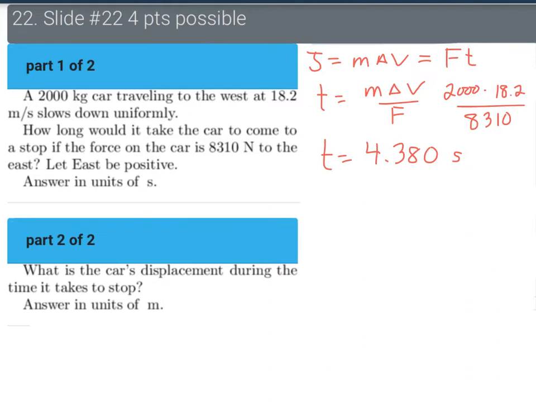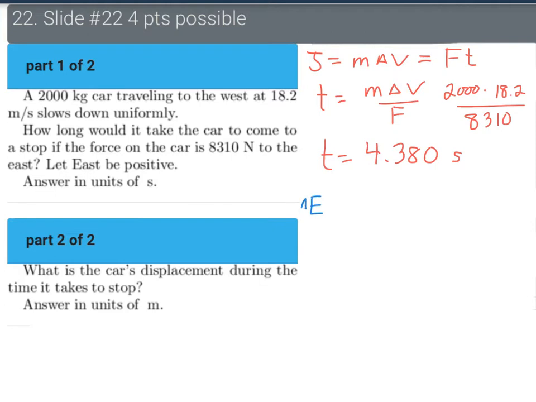Now part two is asking about the displacement. So hopefully in this case you would think, okay, well what do mass, velocity, force, and displacement have in common with each other? And so that is energy. Those variables are tied together by energy.